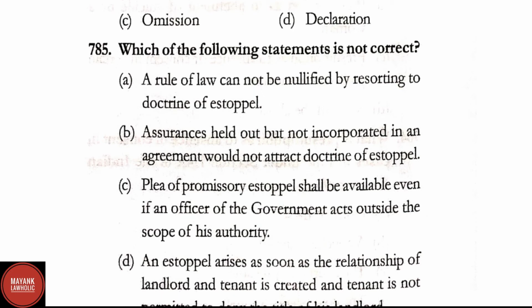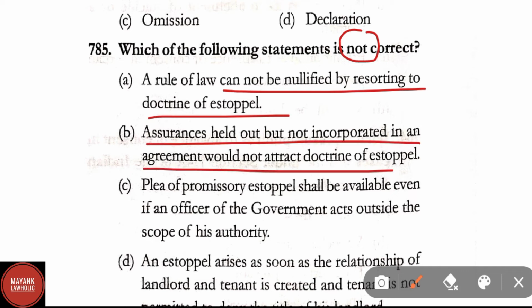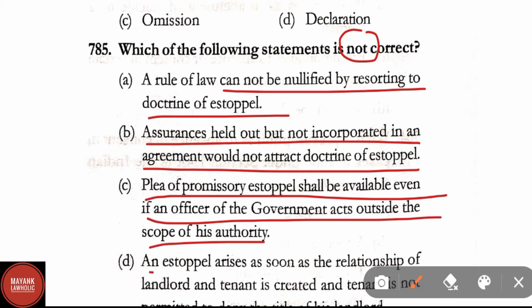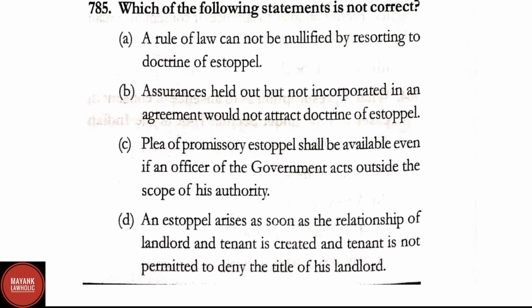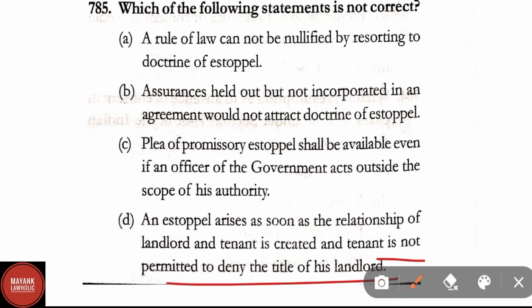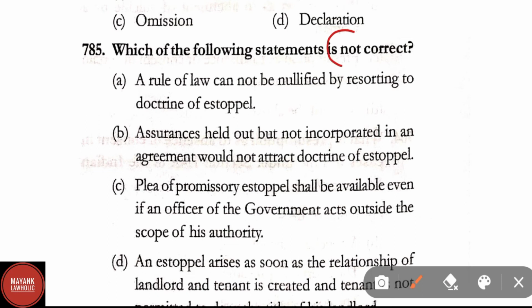Question number 785. Which of the following statements is not correct? Here the options are: a rule of law cannot be nullified by resorting to the doctrine of estoppel. Assurances held out but not incorporated in an agreement would not attract the doctrine of estoppel. The plea of promissory estoppel shall be available even if an officer of the government acts outside the scope of authority. And option D, an estoppel arises as soon as the relationship of landlord and tenant is created and the tenant is not permitted to deny the title of his landlord. In question number 785, it has been asked which of the following statements is not correct. Here option C is not correct.